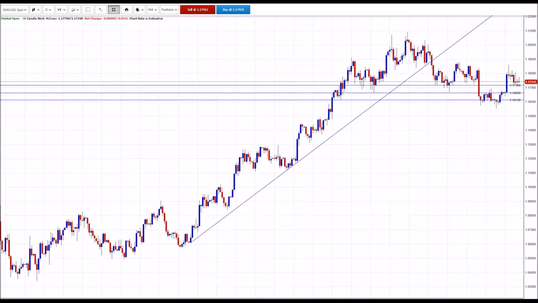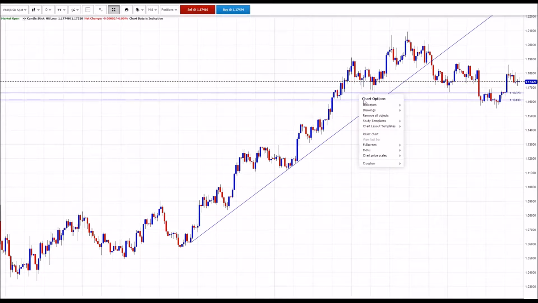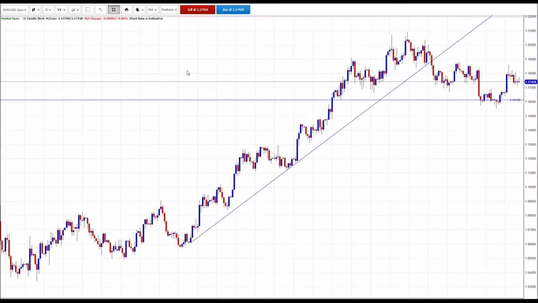But it has so far turned out to be something of a false break. You know, we've seen the euro rally something like almost 300 points off that new low. So I think it is a little bit confusing for euro dollar at the moment. But let's just remove that to tidy things up. But I think it's interesting up here.